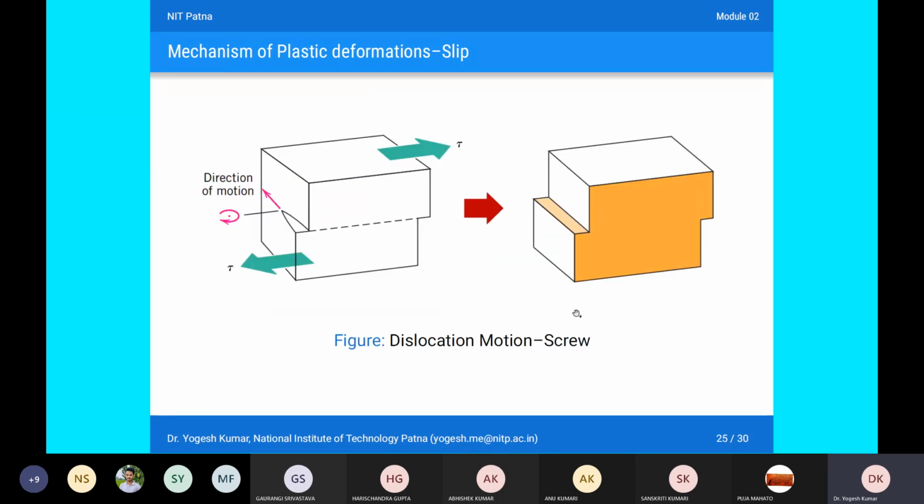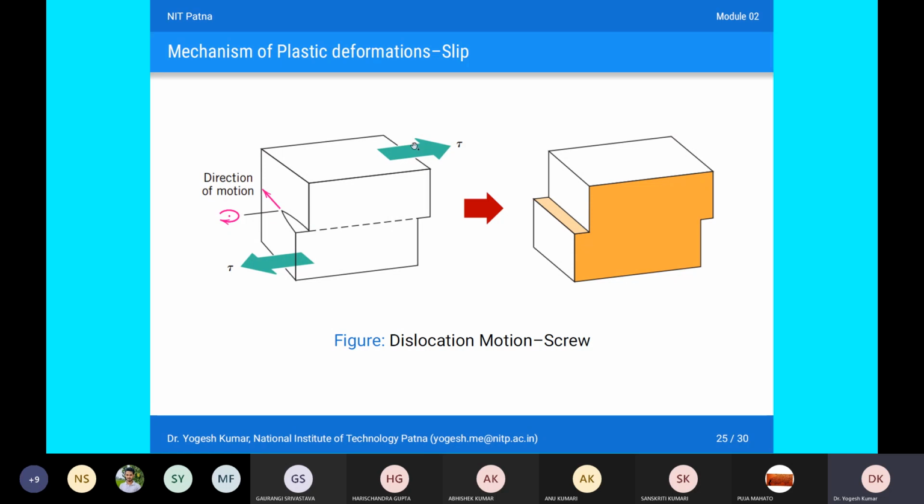Okay, so in screw dislocation, this is for screw. This is a typo error in the heading of your slide. It is screw. So in screw dislocation, what happens? We have some kind of screwed portion in your metal structure, and when you apply shear stress, you can see the direction of movement something like this. Your screw gets dislocated, and the atomic structure takes a shape something like this.